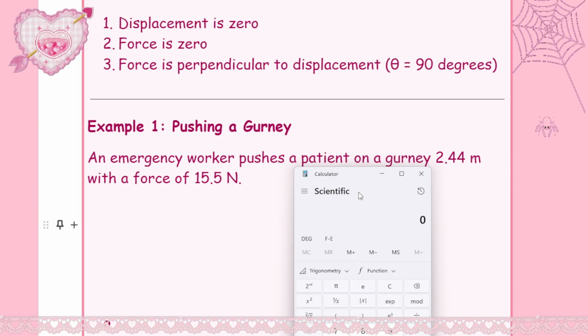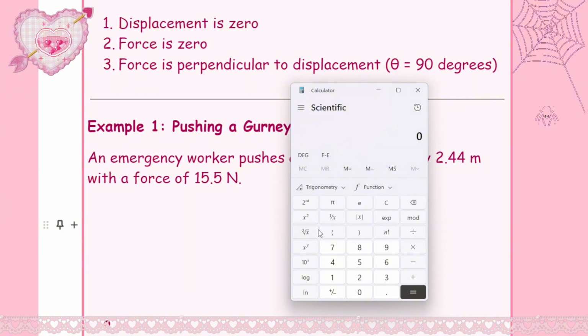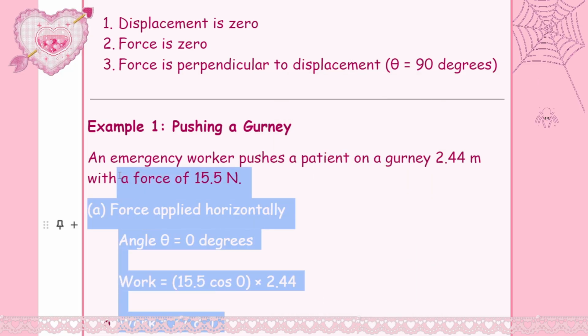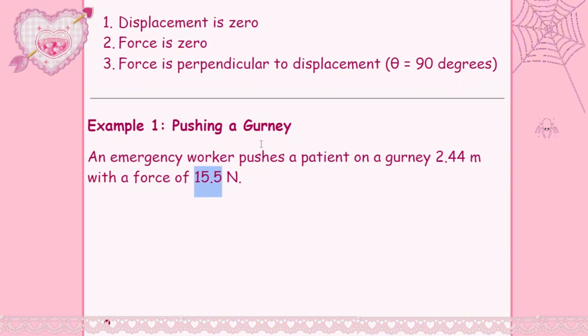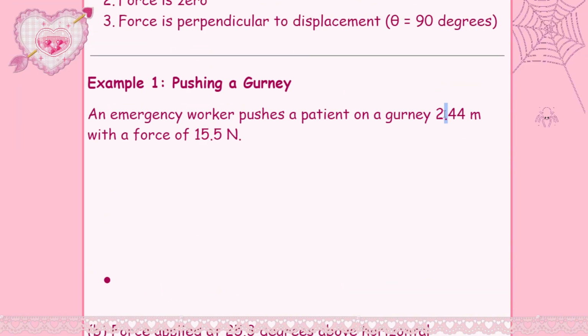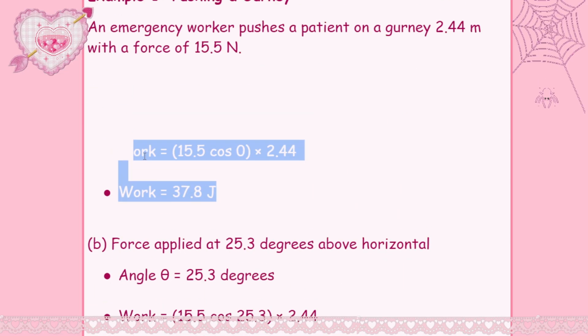So where is cos? Cos of 0 times 2.44 times 15.5, which is our force, and we will get 37.82. Do you remember the unit for this? Joules. Work is always in joules. And if we check the answer, there we go. Just make sure to consider sig figs. 3 sig figs here, 3 there. And since we're multiplying, we don't do weird decimal rules. So that is our answer, 37.8.